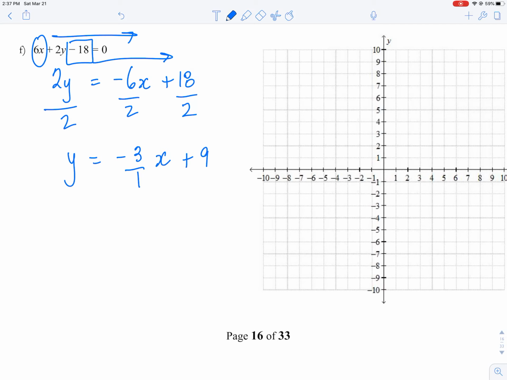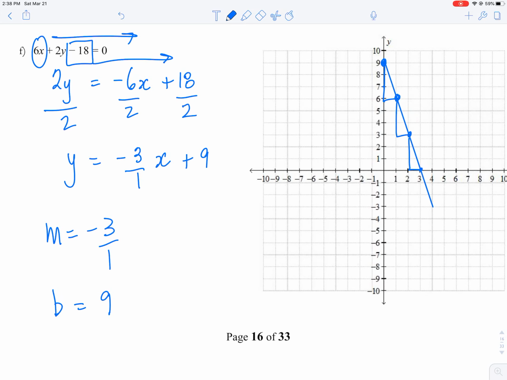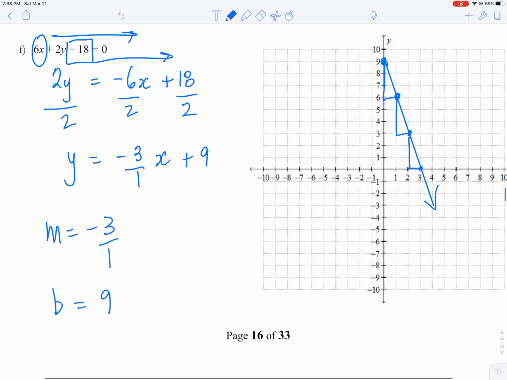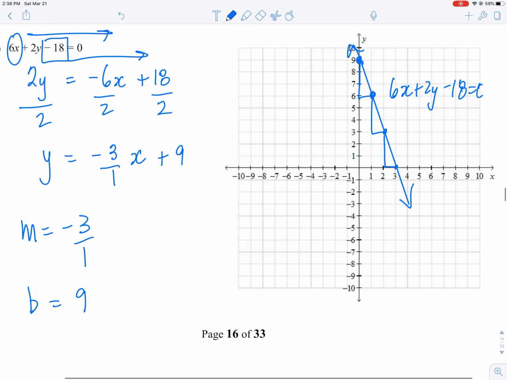And I wrote this as -3 over 1 because I know I'm going to need my slope as a fraction. So my slope is minus 3 over 1. My y-intercept is 9. So I start at 9, and then I'm going to go 1, 2, 3 down, across 1, 3 down, across 1, 3 down, across 1. Connecting all these dots, I get a line that looks like this, and that is the line 6x plus 2y minus 18 equals 0.